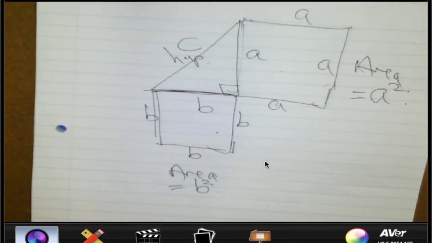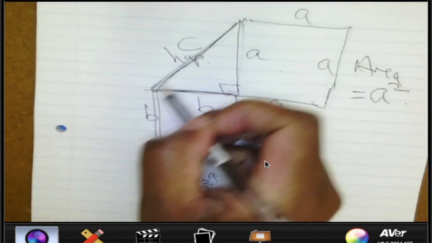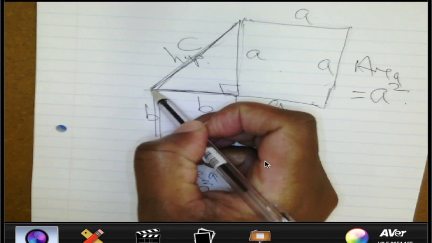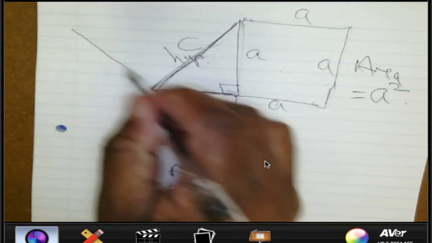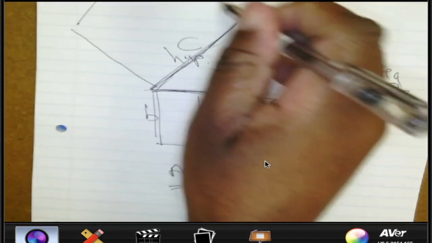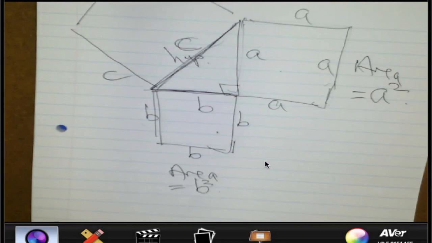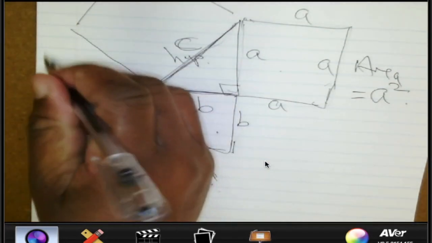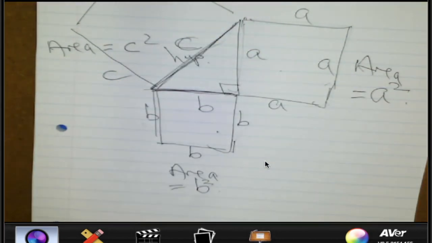So it's B squared. Now the other one, the length of that side is C. So the square that I'm going to draw there should be a square measuring C by C. I don't have enough space there, but every side is equal to C. So what is the area of that big square there? Do you see that that will be C squared?